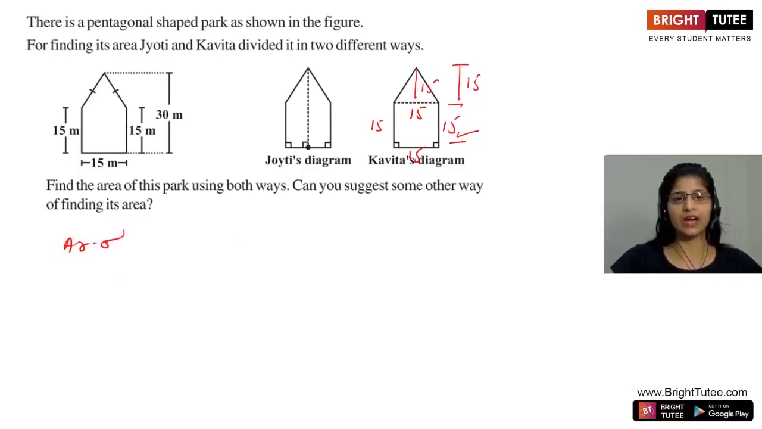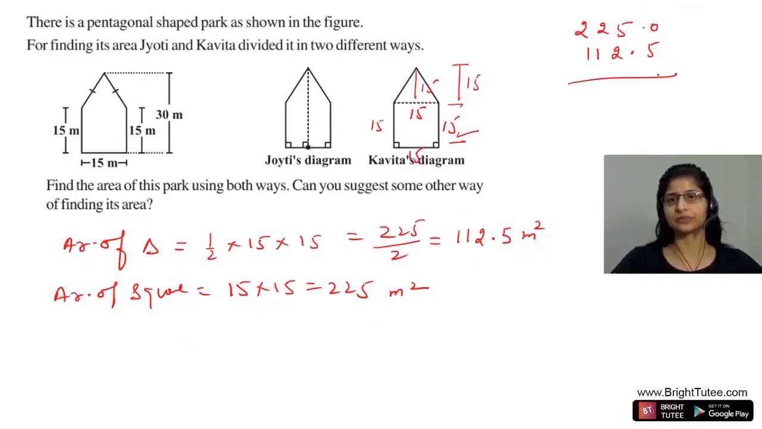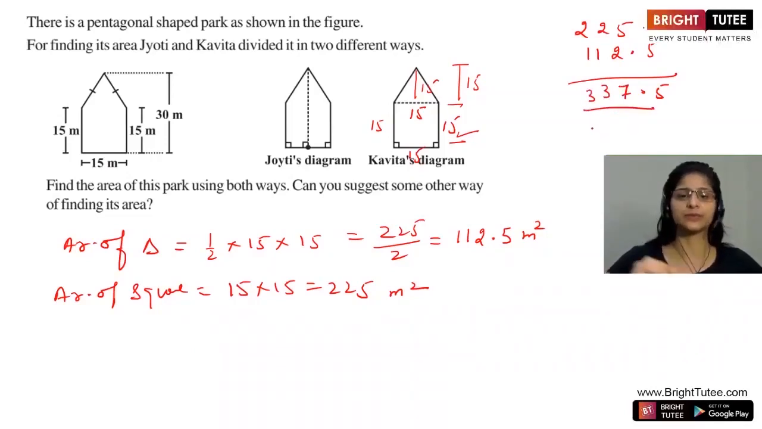So we will find area of triangle first. Area of triangle will be half into base into height. Height is also 15. And area of square will be equal to 15 into 15, that is 225, and the triangle is 225 upon 2. So 2 ones are 2, 2 ones are 2, 2 twos are 4, and 2 fives are 10, so 112.5. Square meter is the area for both. Let us add them. 225 and 112.5. 5 and 2 is 7. Then we get 3, and 3. Right? So this is what we are getting.